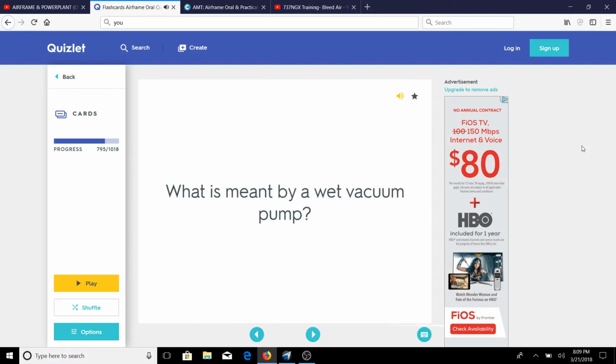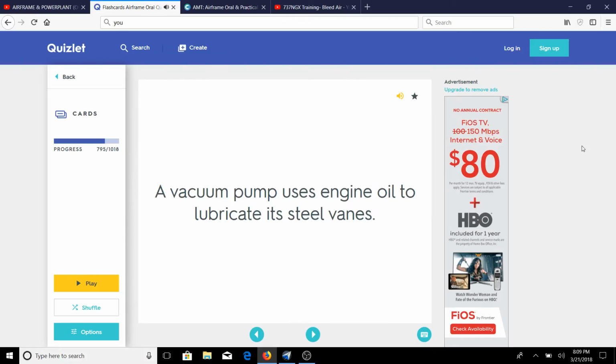What is meant by a wet vacuum pump? A vacuum pump uses engine oil to lubricate its steel vanes.